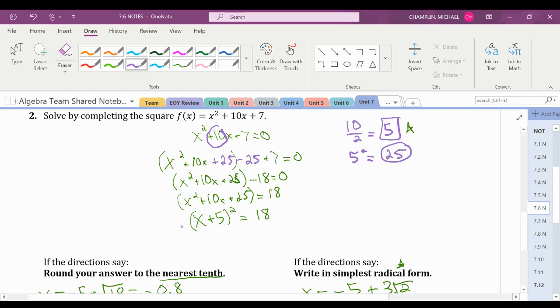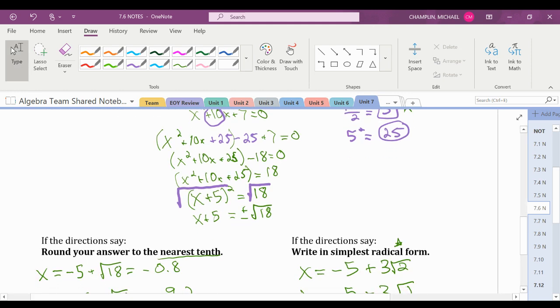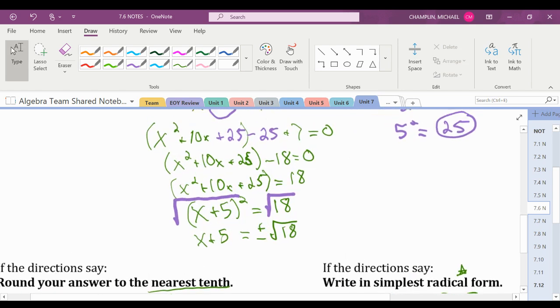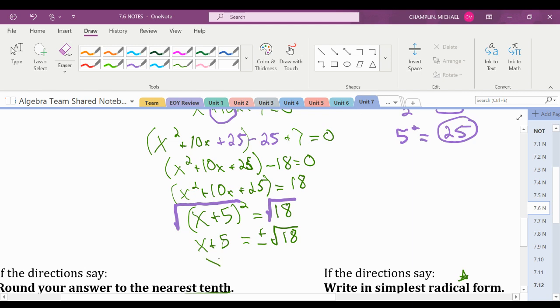And I'm going to take the square root of each side. And notice that 18 isn't a perfect square. So when I get x plus 5, I'm going to set that equal to plus or minus the square root of 18. Okay, because I know it's going to be a number that can be plus or minus. So I'm going to leave it there. And now I'm going to subtract my 5 from each side. And I'm going to get x equals negative 5 plus or minus the square root of 18.